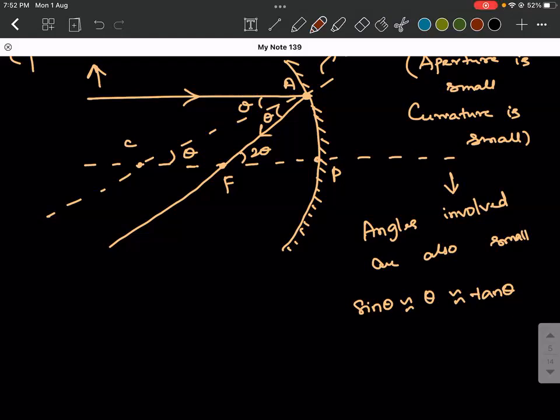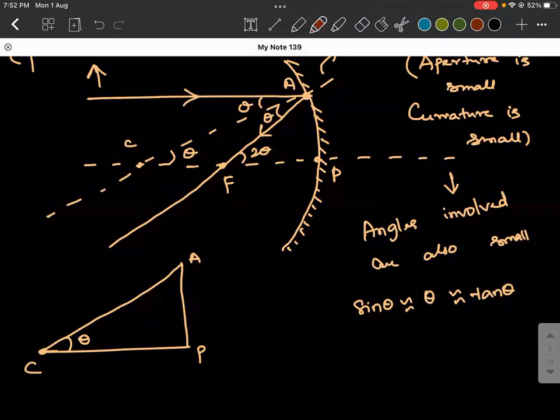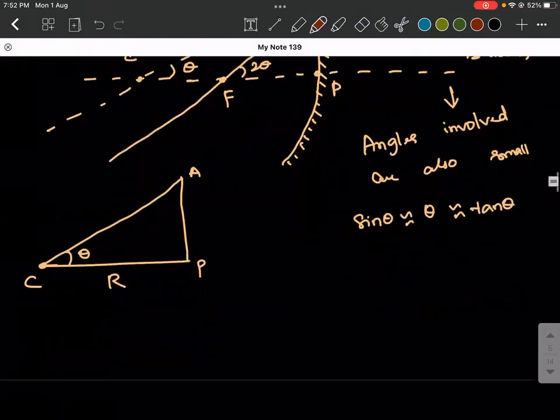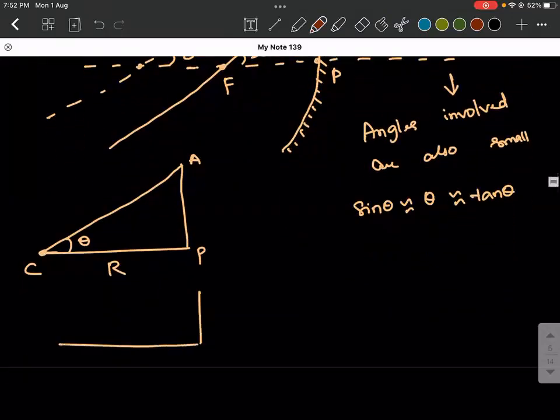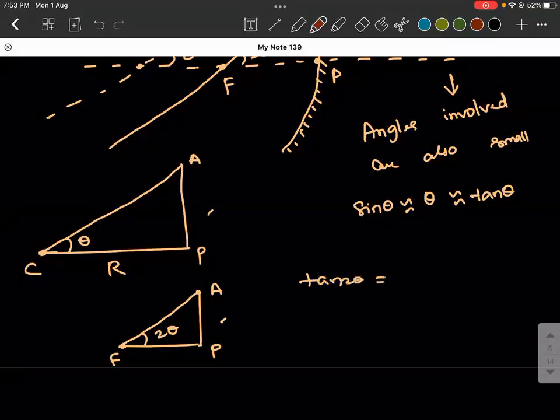Now, what we can do is, when I say the curvature is small, AP is like this, and this angle is theta, and this point will be C, where the distance between PC is called the radius of curvature, and the distance AP is AP only. Similarly, if I look at the triangle APF, this angle will be 2 theta. So AP is common in these two. So from the first triangle, what is tan 2 theta?